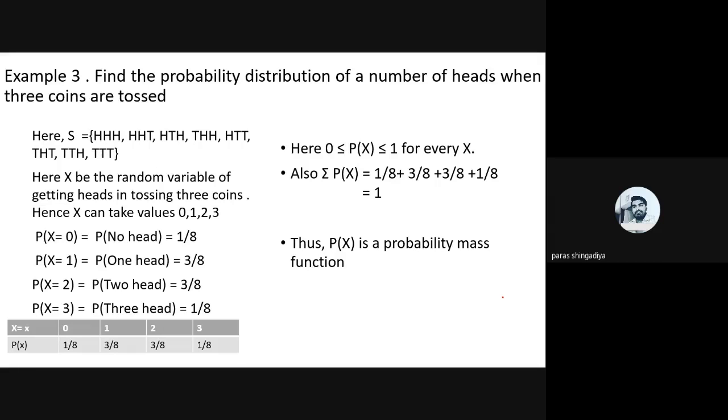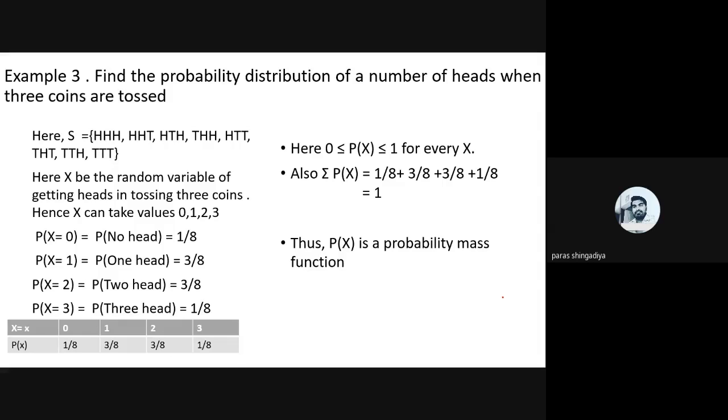And probability for X equal to 3 times head, that is 1 by 8. Now prepare a table, that is the probability distribution. For 0, probability 1 by 8. For 1, 3 by 8. For 2, that is also 3 by 8. And for 3, that is 1 by 8.